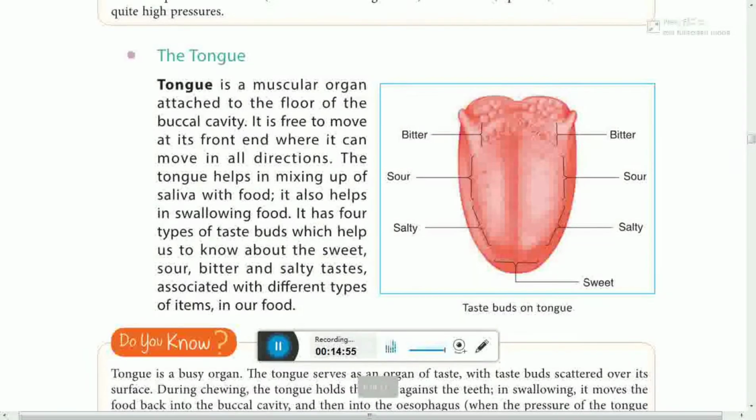It has 4 types of taste buds which help us to know about the sweet, sour, bitter and salty tastes associated with different types of items in our food. Just you can see in this picture the location of different type of taste in our tongue.